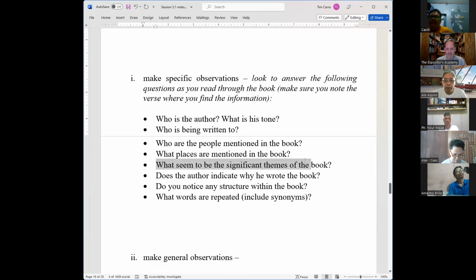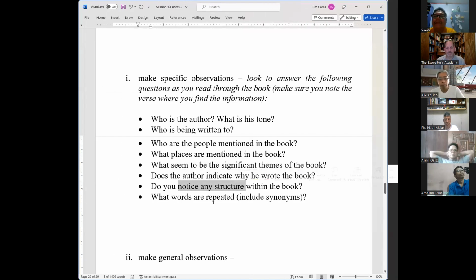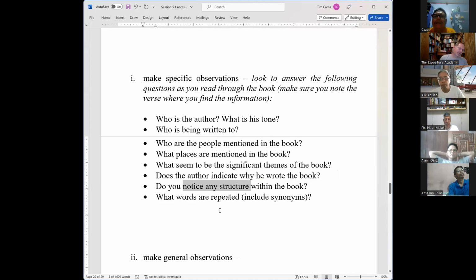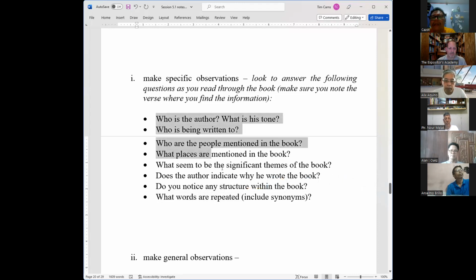Do you see any specific themes in the book? What seems to be a focus there? Does the author indicate why he wrote the book? Is there any structure you may notice? In chapters 1 and 2, he seems to focus on this; in chapter 3, he focuses on this. What words are repeated? Again, synonyms. So these are specific questions you're looking to answer.